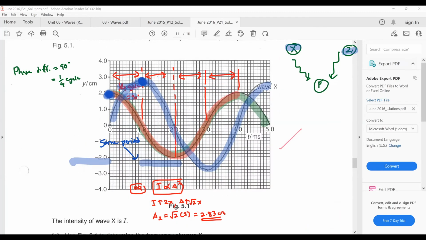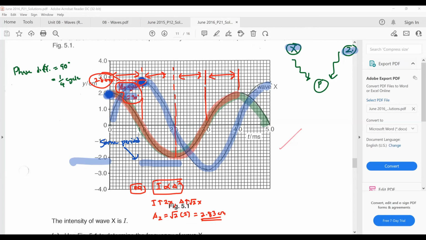So I shift the crest. When I want to draw wave Z, I shift the crest by 90 degrees, and then I just draw a waveform that has exactly the same period as before. And also I make sure that my amplitude is 2.83, or 2.8. So 2.8 is here. So make sure you draw your wave Z with an amplitude of 2.8 and your crest being shifted by 90 degrees. And also make sure that it has the same period of 4 milliseconds.